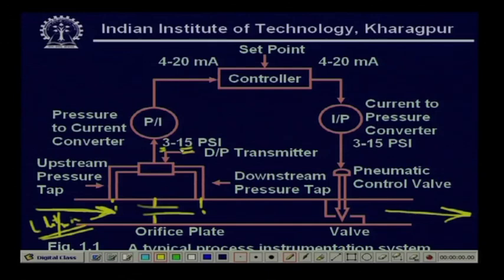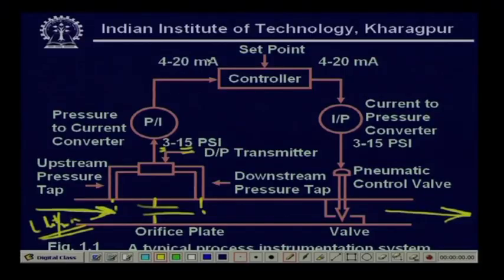So, this will go to a pressure to current converter. Now, what will the pressure to current converter do? It will convert that pneumatic signal to the current domain. As I told you earlier, you have to transmit the pneumatic signal, hydraulic signal, to the electrical domain. So, 4 to 20 milliampere of current. Now, what is this 4 to 20 milliampere? For 3 psi, I have 4 milliampere of current. For 15 psi, I have 20 milliampere of current. This range you have to maintain.